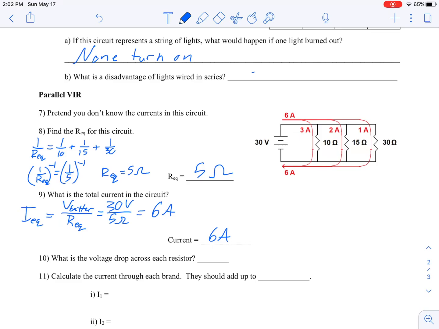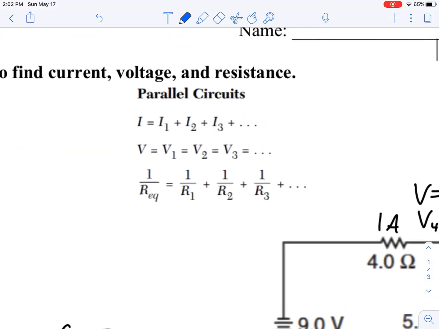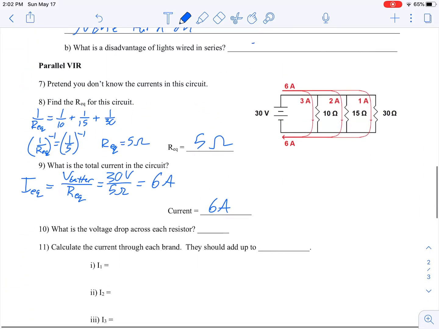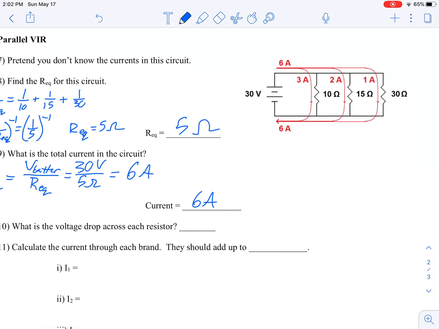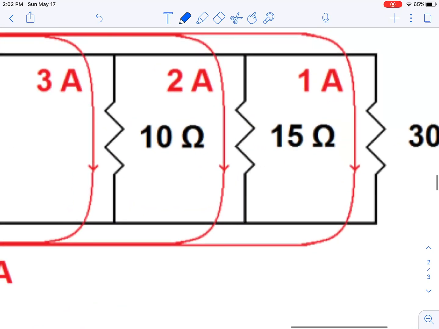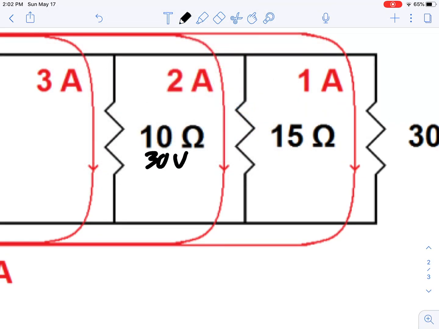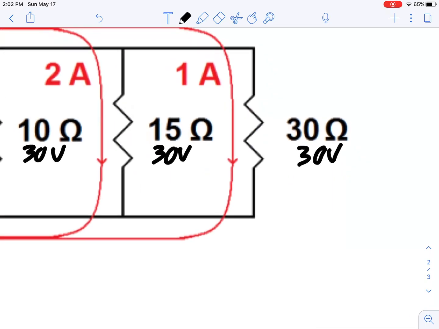What's the voltage across each resistor? Look at our equation. In a parallel circuit, voltage is the same everywhere. So the voltage through the battery is the same as all the other voltages, the voltage through each branch. I don't know why I put 6. It's 30. So it's 30 volts here, 30 volts here, and 30 volts here.